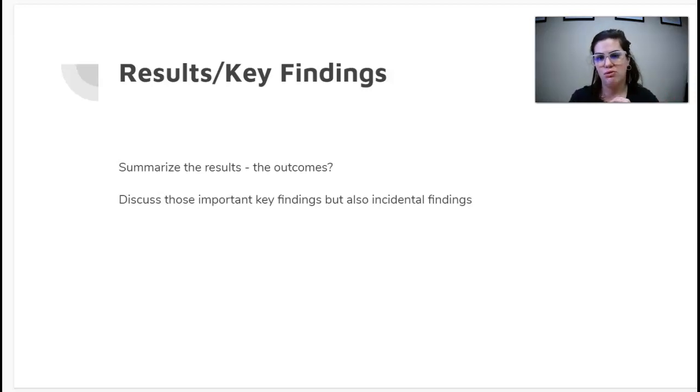So discuss those important key findings, but also include any incidental findings. So a lot of times researchers will say these were the outcomes that were defined that we were looking for. These are the results related to those outcomes. But we also found this kind of by accident, and this is something that maybe we want to look into a little bit more in the future. So including those incidental findings can be really helpful for identifying future research needs.